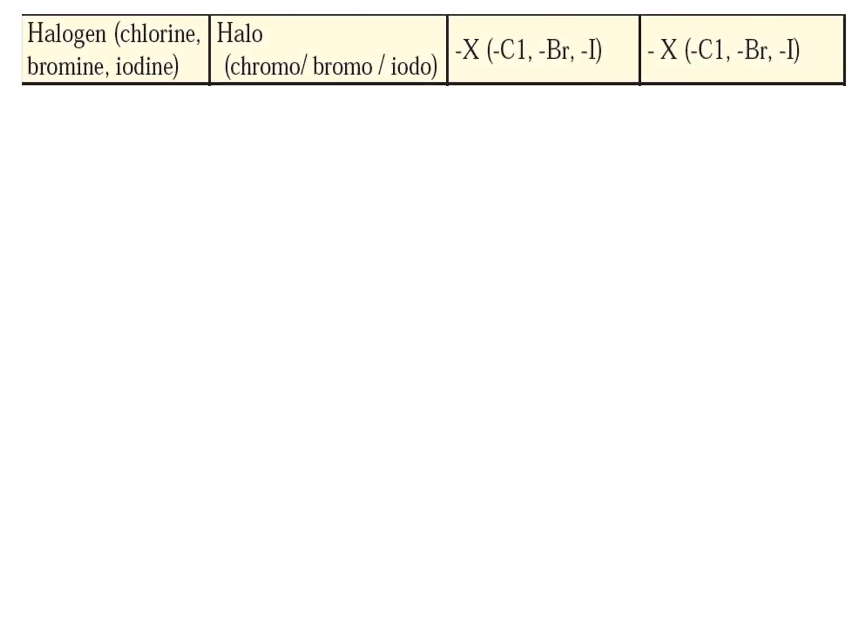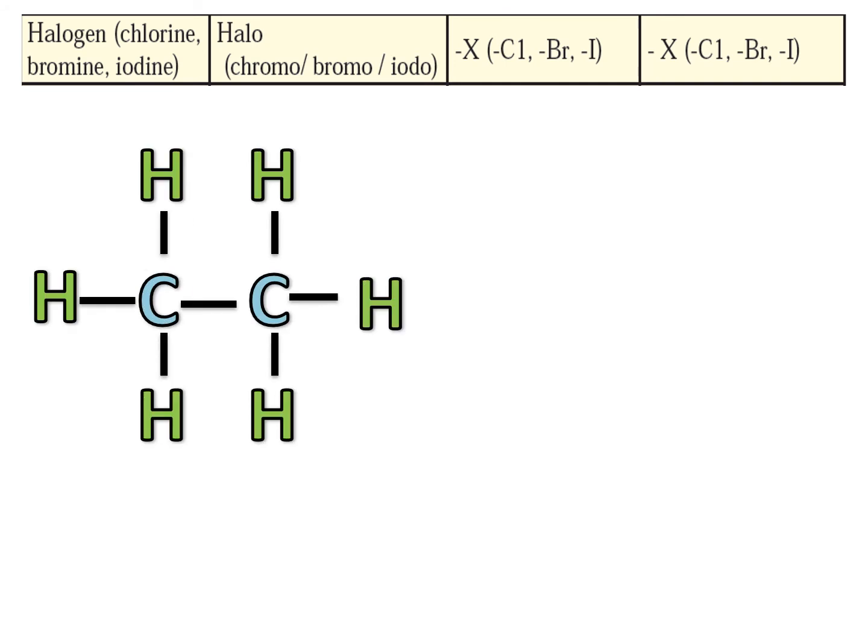Okay, students, we have already seen the different functional groups in the table. Now we will study each one in detail. I will be giving you one example for each. The first one is halogen. In halogen, we have three types: chlorine, bromine, and iodine. Then the next column, if you see, it is written chromo. It is not chromo, it is chloro, bromo, iodo.